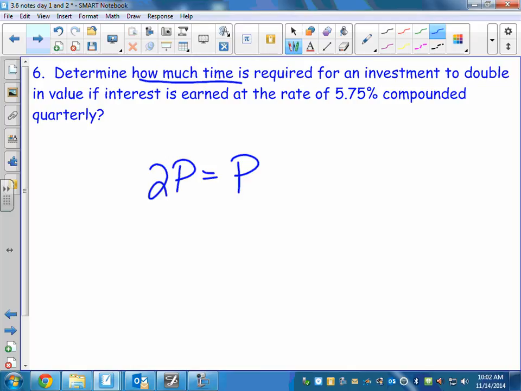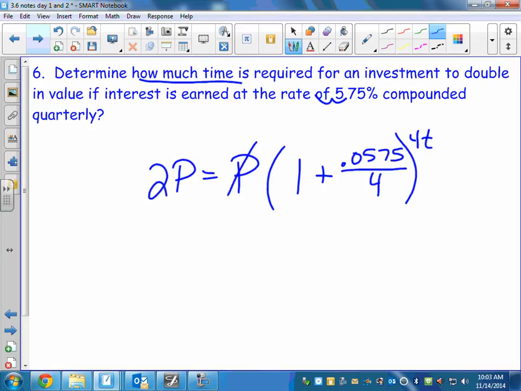Or if you wanted to make up a number, 500 and then double 500, no matter what you do, when you divide that over, you should end up with 2 left. So don't freak out when they don't give you what P is. 1 plus, move back 2 places, so 0.0575, compounded quarterly, so what am I putting in there? 4. To the 4t power. This is really just like the last one we did, where you divide P over and then ln both sides. It becomes very routine if you do these problems and actually work them out on your homework.